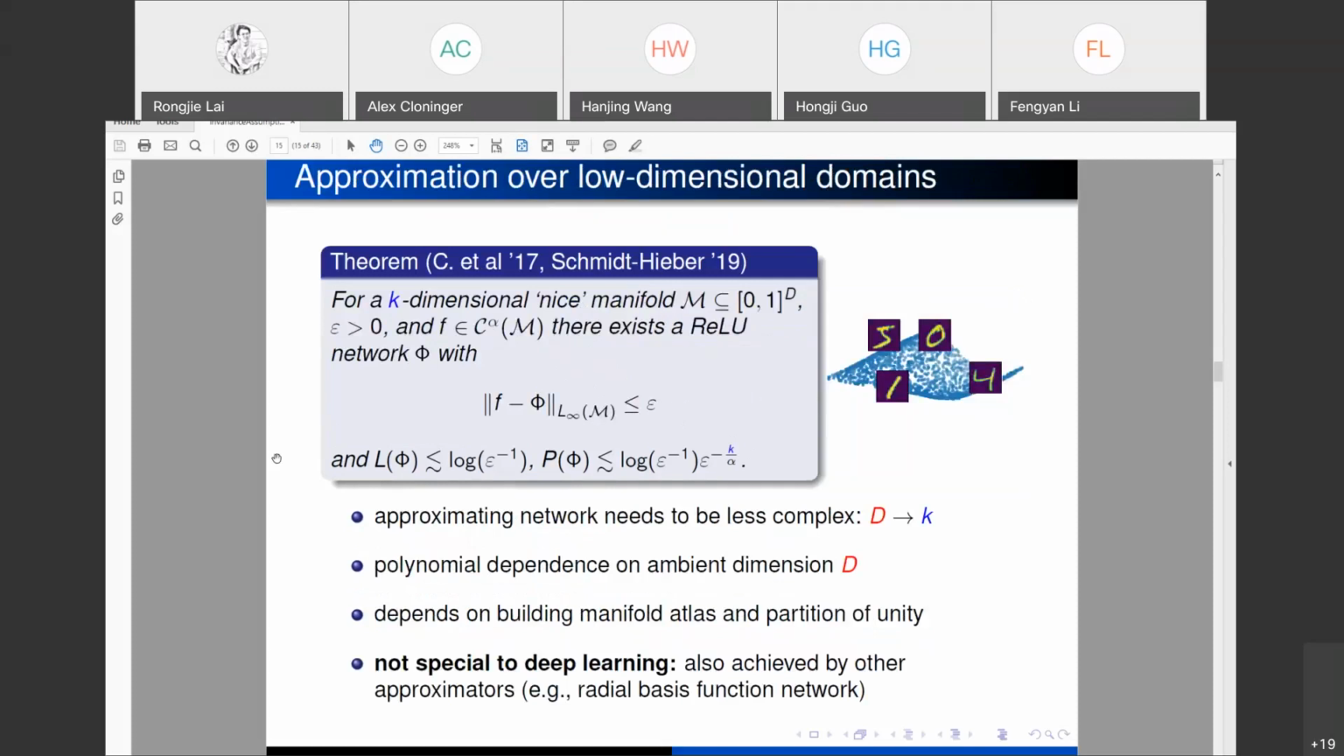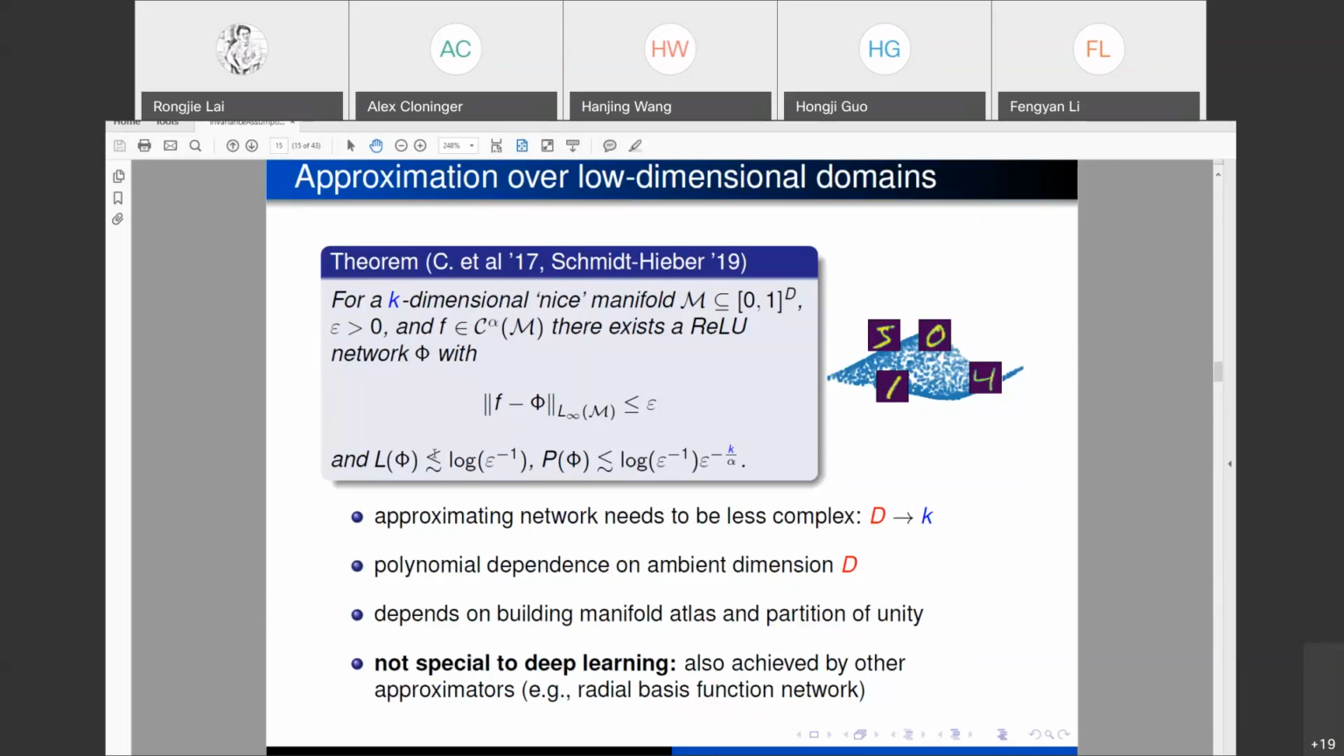So one of which is mine from a while ago. Schmidt-Hieber proved a similar type result that basically says that for what I'm going to call a nice manifold, so an actual manifold, right, which is locally k-dimensional everywhere, so it has a k-dimensional tangent plane everywhere. Nice, I mean smooth, regular, satisfies all the assumptions you need. If you're trying to learn functions that are Hölder on that manifold, then the complexity of your network doesn't actually have to scale with the ambient dimension. It only has to scale with the intrinsic dimension.